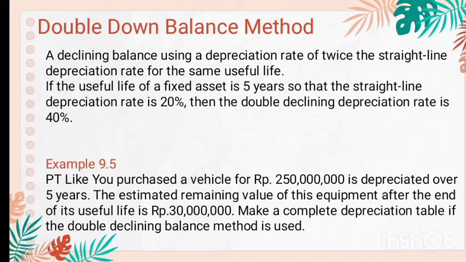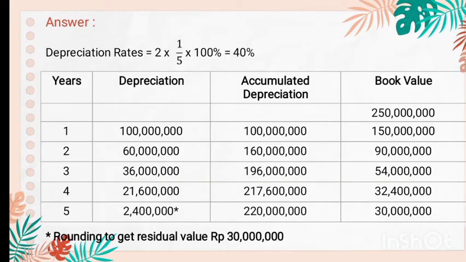For example, PT Like purchases a vehicle for 250 million rupiah, depreciated over 5 years. The estimated remaining value of this equipment after the end of its useful life is 30 million rupiah. Make a complete depreciation table if the double declining balance method is used.